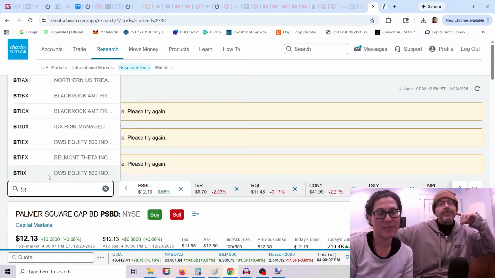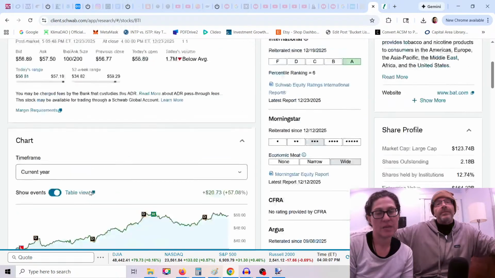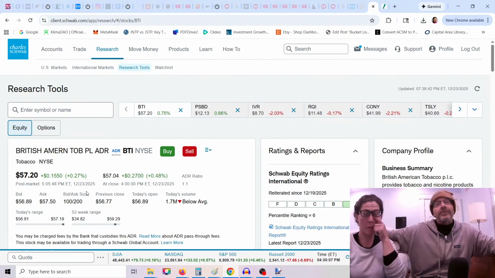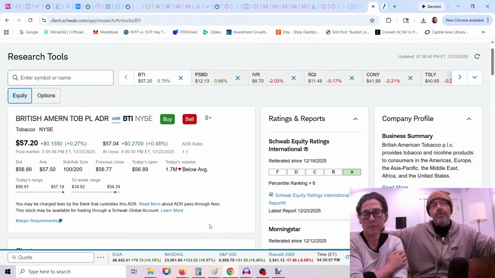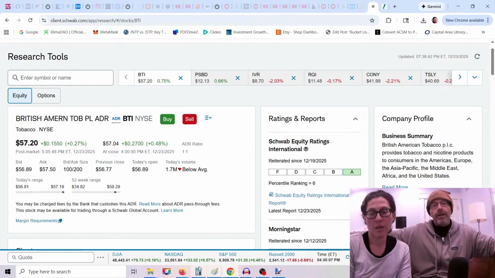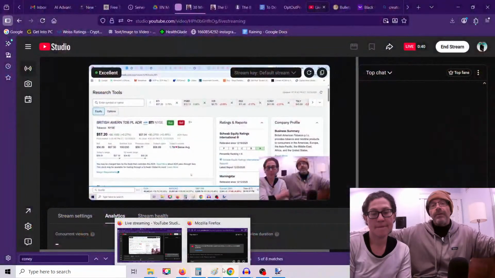So, BTI. Why did that pop down? British, is that the right one? Yeah, BTI. Okay, so you notice there's 57.04. That's almost straight at a 52-week high. That's crazy. What is going on here?